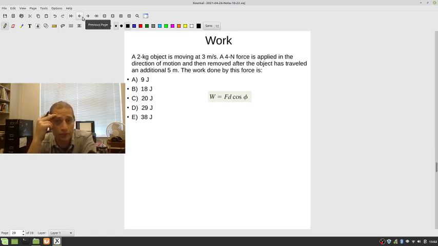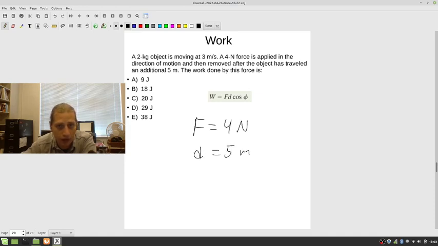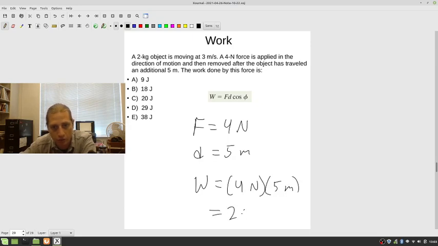Now let's look at the simplest possible version of work. It says a 2 kilogram object is moving at 3 meters per second. A 4 Newton force is applied in the direction of motion and then removed after the object has traveled an additional 5 meters. Okay, so work equals force times distance. They're in the same direction, so the cosine is just going to be 1. So 4 newtons times 5 meters equals 20 joules. Done.